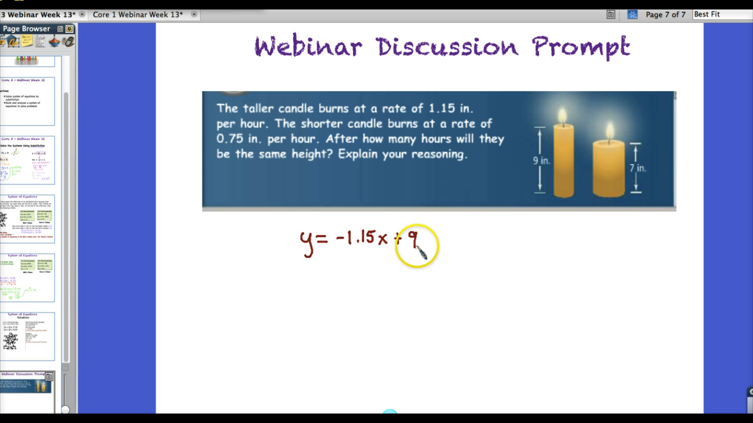So if we started at 9, we lose 1.15 inches every hour, right? It goes down, which, Emma, is what you did with the table. You just decreased it by 1.15 each time. And then the other one starts at 7 and loses 0.75 inches every hour. So you can make another equation. Once you have 2 equations, you can find what x and y are. You could throw these into a graph, which is what Jasmine was trying to do, which is perfect. You totally could do that because they're in y equals mx plus b form, very easy to graph.